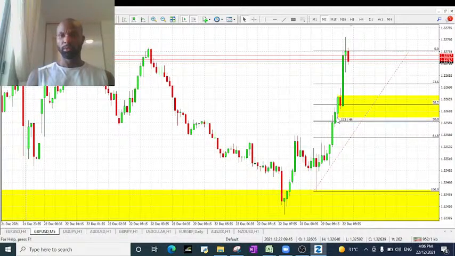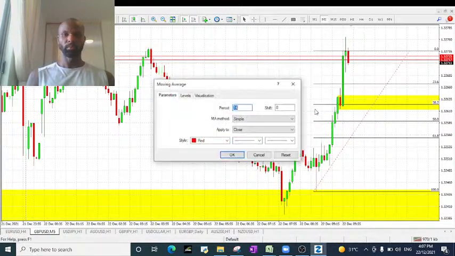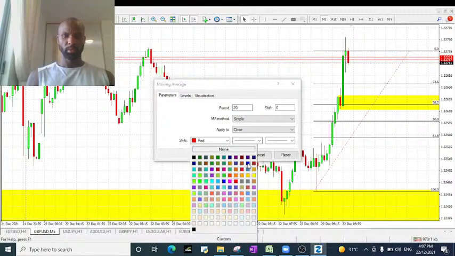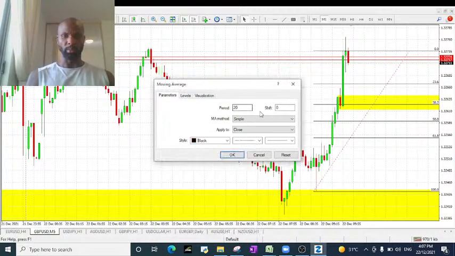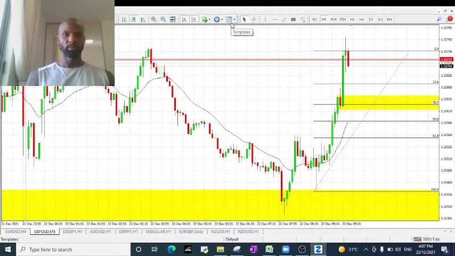Ideally, this is where we'll be. This will be our Q zone somewhere here. So I use 20 period EMA, and 50 period EMA, to define the area of value.